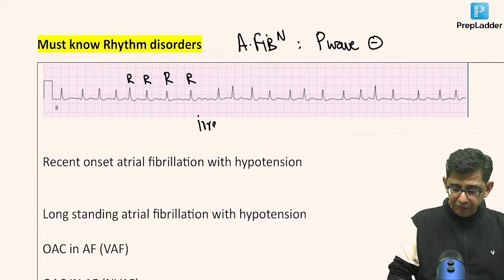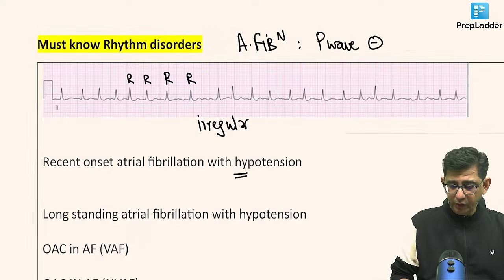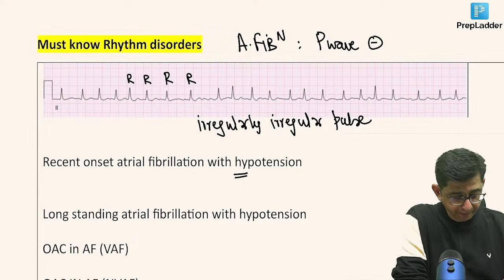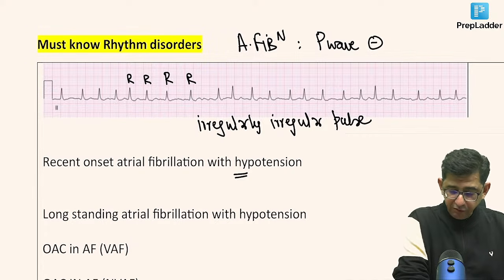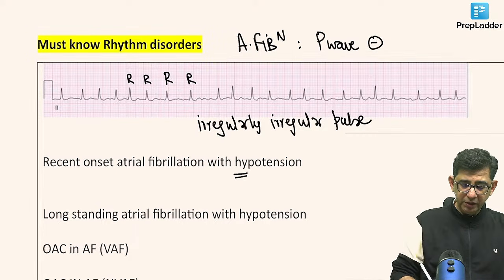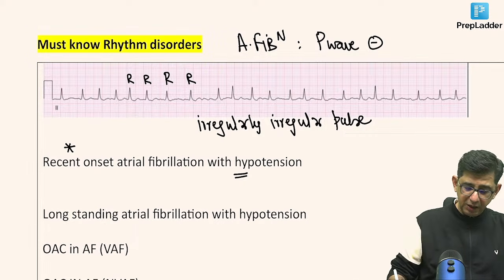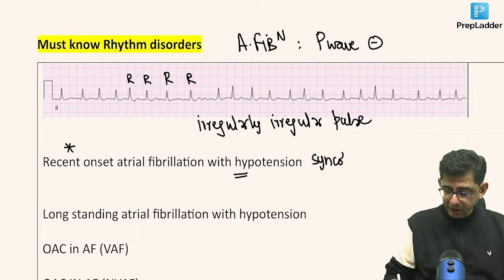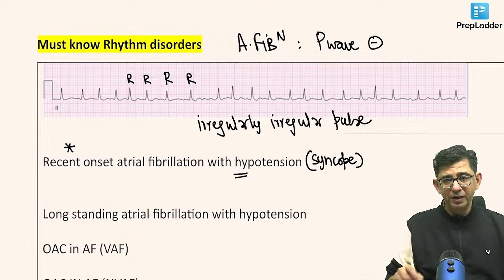Hit the comment button for the answer to the first one-liner that I put here. He mentioned hypotension, the person had developed a syncopal episode, and he asked, what is the management for a patient with an irregular pulse and hypotension? If a person has hypotension, it is recent onset and the person is having a syncope, then in those circumstances we need to give a DC shock. For long-standing, it is the RACE algorithm.